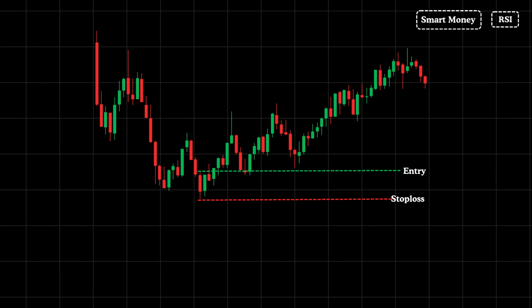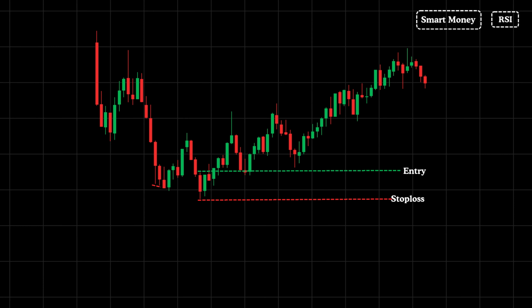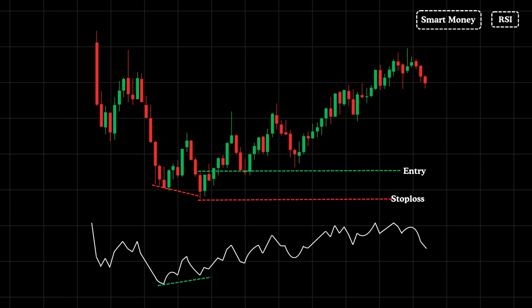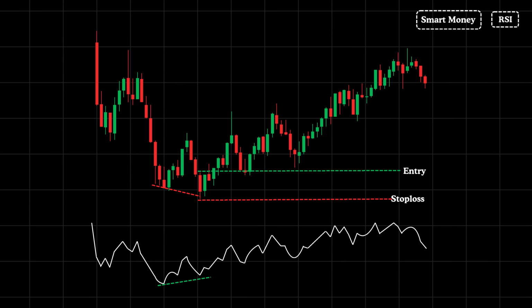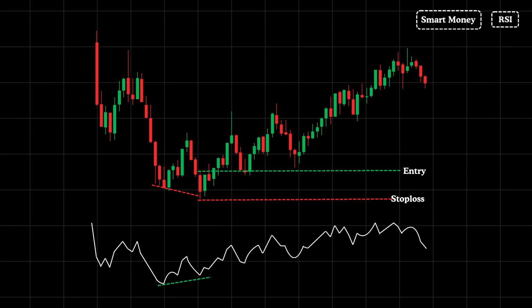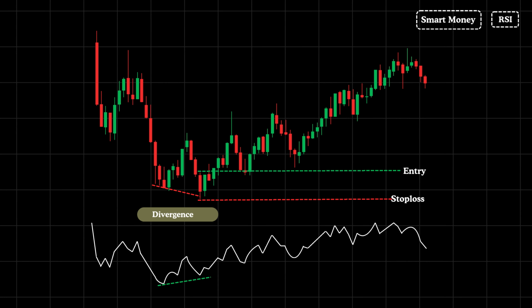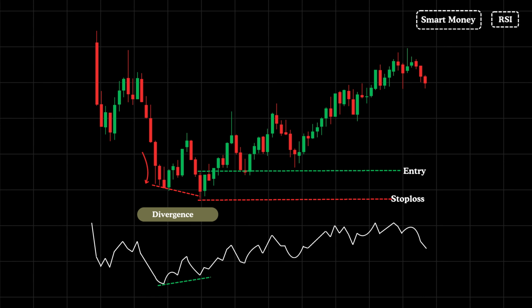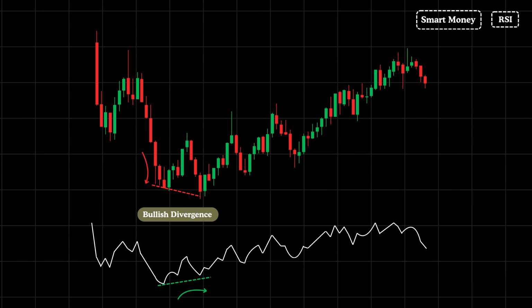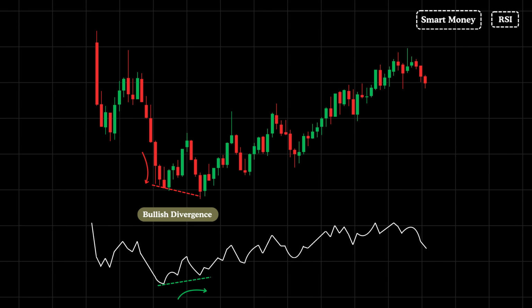For example, in this chart, while price is making lower lows, the RSI indicator is forming higher lows near this swing low. This signals a shift in the relationship between price and RSI, which in trading terms is known as divergence. Since price is heading downward while RSI trends upward, this indicates a bullish divergence, which can help identify a potential bullish reversal in the market.